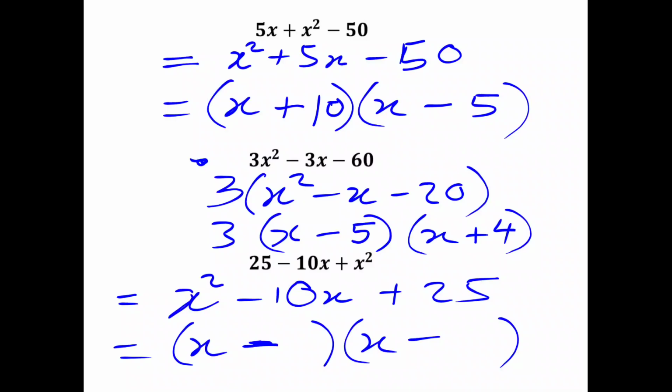Now, the next thing that we're going to do, we're going to look at the factors of 25 that have a sum of 10. Now, this happens to be a 5 and a 5. So, 5 and a 5, and this resolves our issue, just like that.